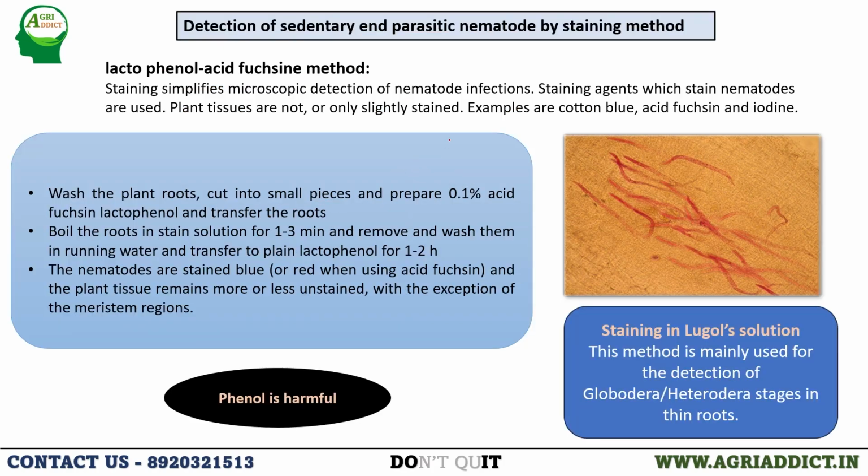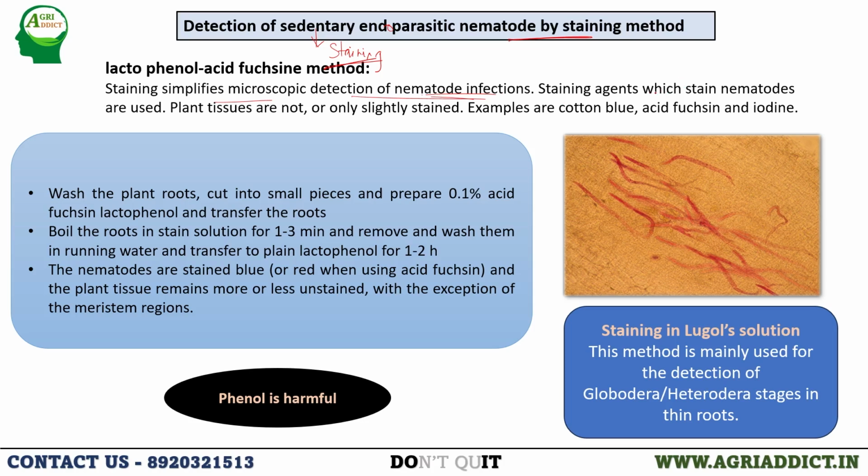Next is detection of the sedentary endoparasitic nematodes using staining methods. As you know, sedentary nematodes stay in one place and do not show any migratory movements. So for this method, you use different stains, like the lactophenol acid fuchsin method. Staining implies microscopic detection of nematode infection using different stains, so that sedentary endoparasitic nematodes can be visually observed.